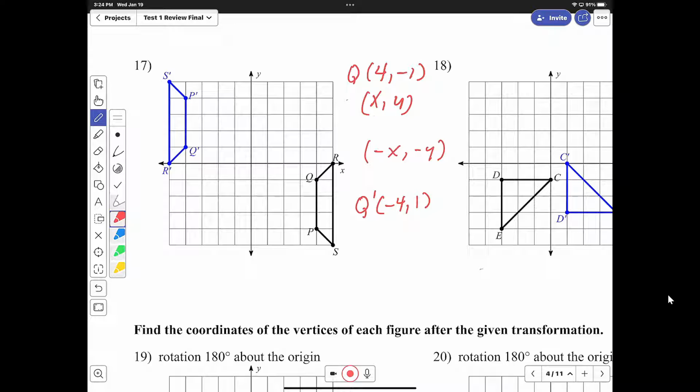So this will be a 180-degree counterclockwise rotation, or clockwise rotation.